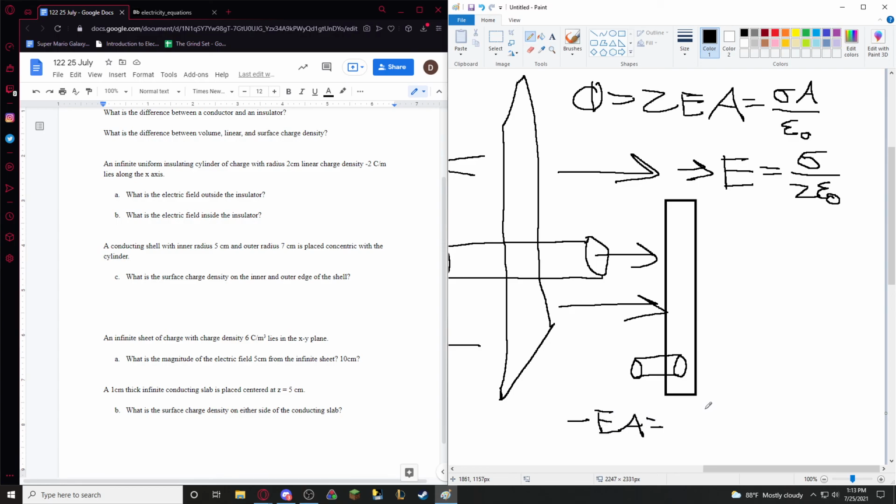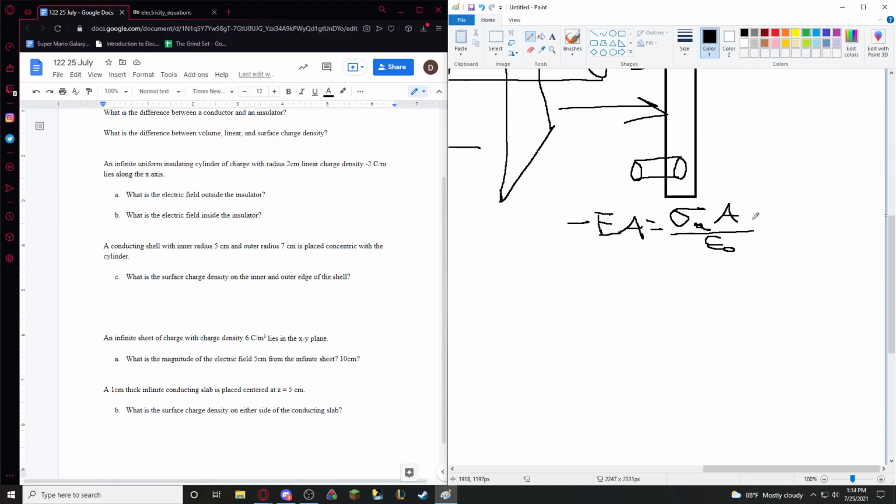is equal to Q enclosed over epsilon naught. And then looking for the charge density, the Q enclosed would just be sigma A, sigma times the area, over epsilon naught. Oh, wait. What are we looking for again? We're looking for the sigma A.